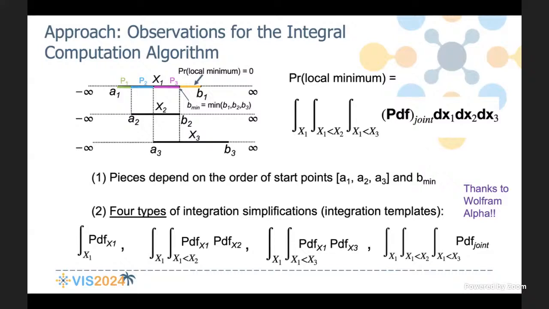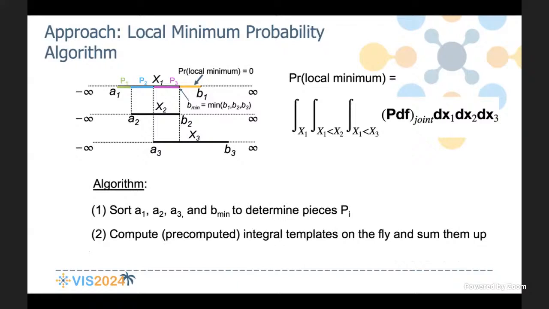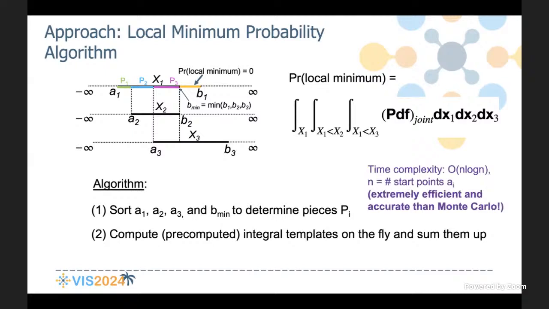And then the algorithm essentially corresponds to sorting these start points, then figuring out the pieces, and then computing these integral templates on the fly and summing them up. So that gives us the local minimum probability of x1 being smaller than x2 and x3. Now, the time complexity is order of n log n, where n is the number of start points, and it's extremely efficient compared to Monte Carlo.